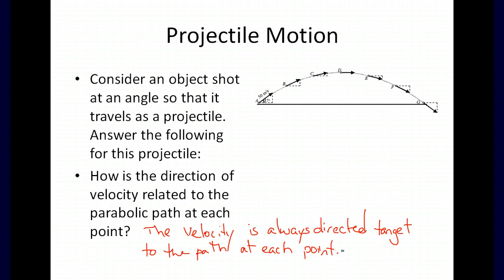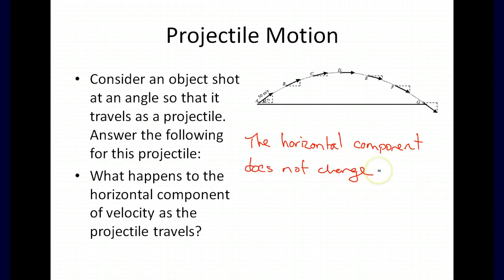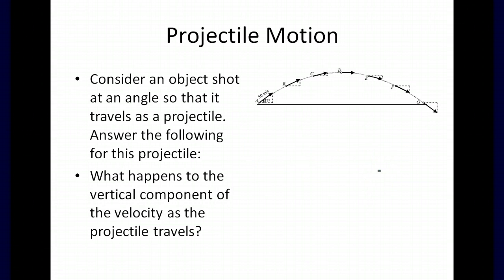Okay. Now, what happens to the horizontal component of velocity as the projectile travels? Well, the horizontal component of the velocity does not change. What happens to the vertical component of the velocity as the projectile travels? The vertical component is always becoming more and more negative.